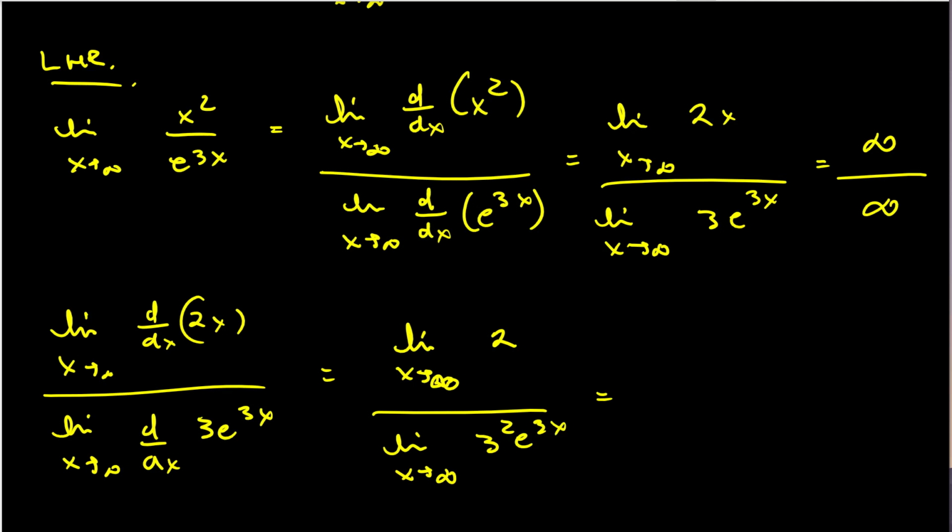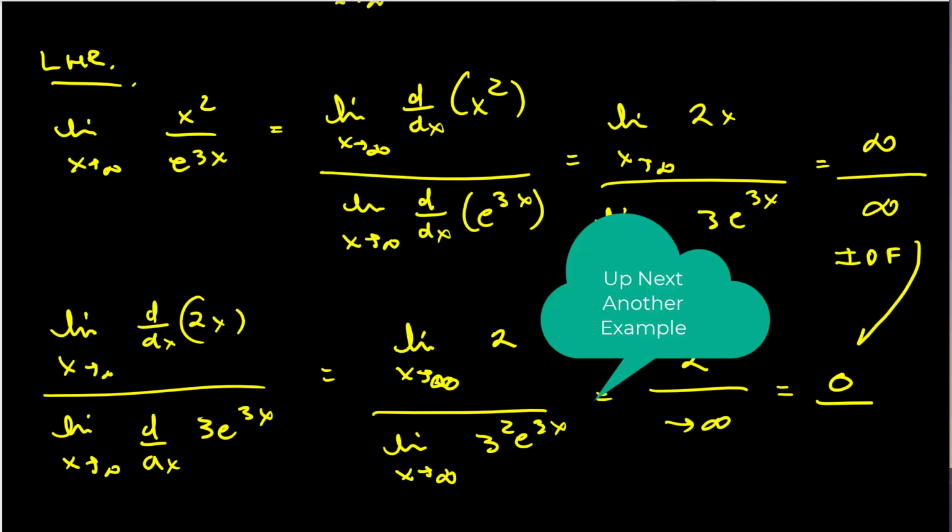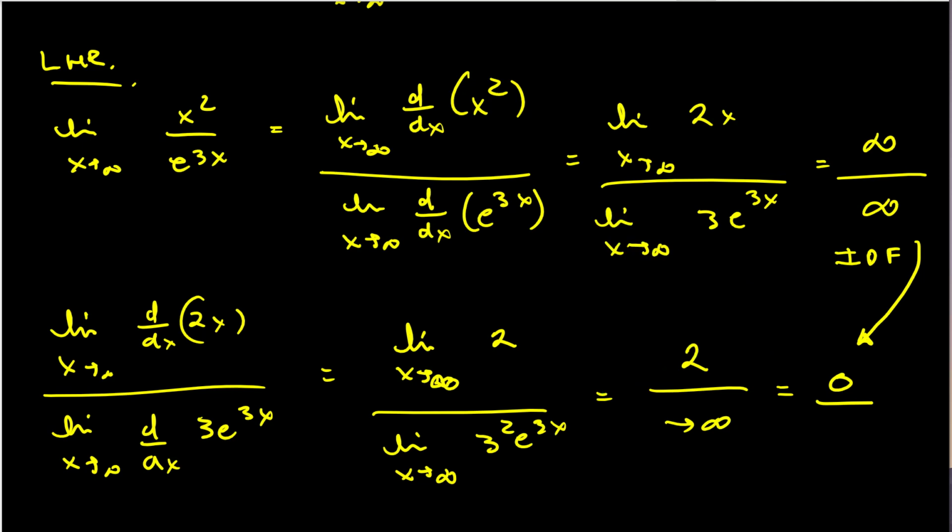So on the top, the limit as x tends, that's a constant, so that would just be 2. And on the bottom, as x tends to infinity, e to the 3x will grow and will tend to infinity. So 2 all over a very large number will become 0. So in other words, the original limit gave us an infinity over infinity, which is indeterminate form. But this led us to a value of 0 by employing L'Hopital's rule twice.